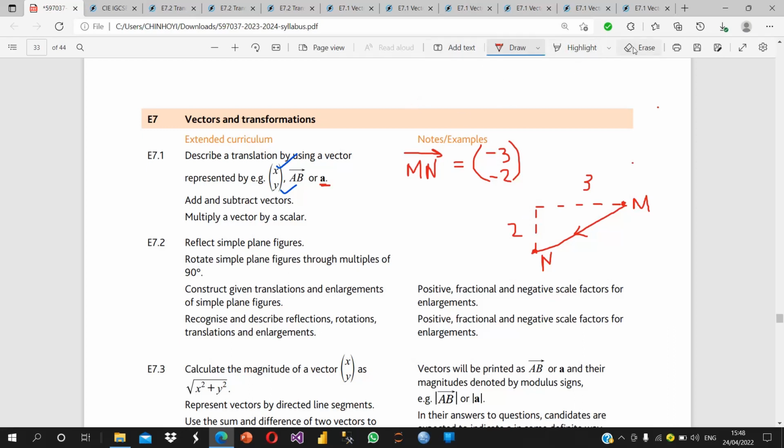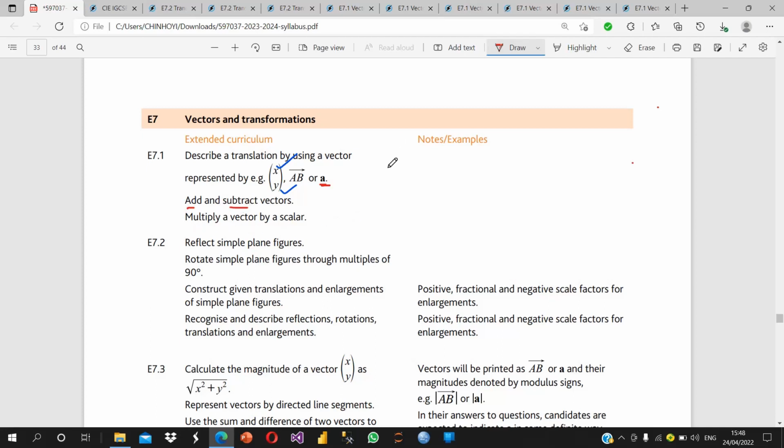How do we write vectors? It was notation, right? The next objective that you must know here is you must know how to add or subtract vectors. That is the next concept that you need to know. You need to add and subtract vectors, and you also need to multiply a vector by a scalar.